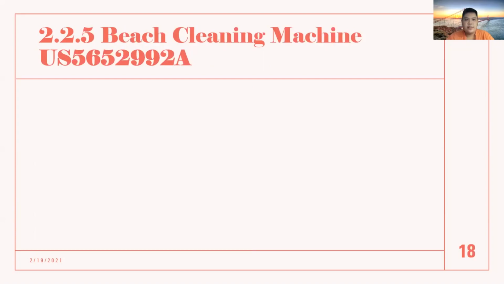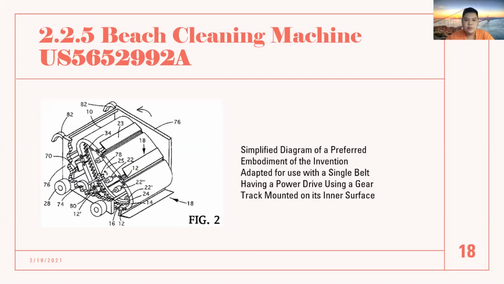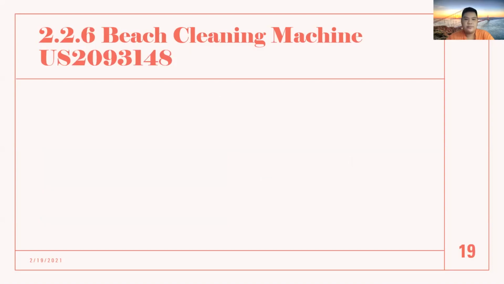And next is the patent beach cleaning machine US 5652992A. And this is the simplified diagram of a preferred embodiment of the invention employing a conveyor belt cooperating with a sweeping brush. Next is the simplified diagram of a preferred embodiment of the invention adapted for use with a single belt, having a power drive using a gear track mounted on its inner surface.